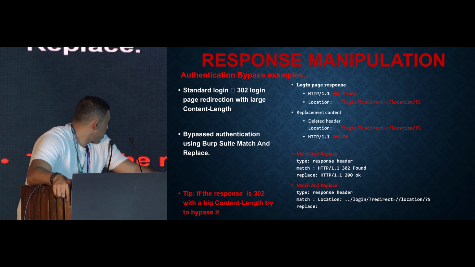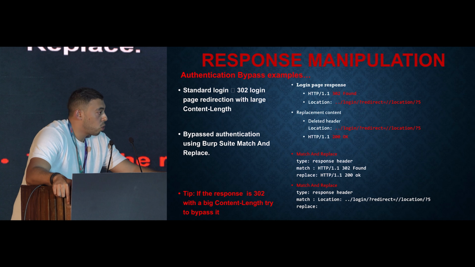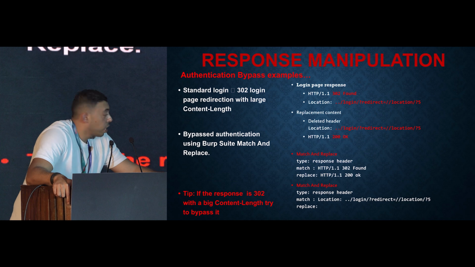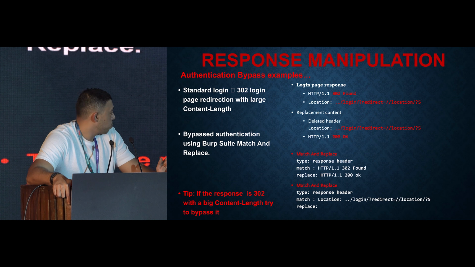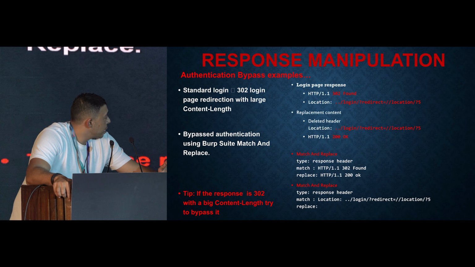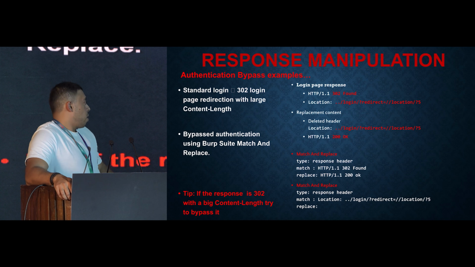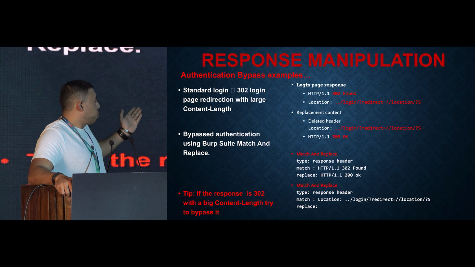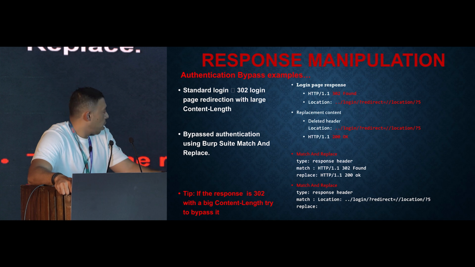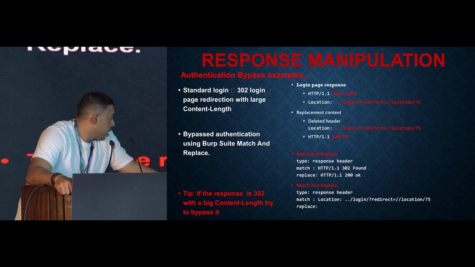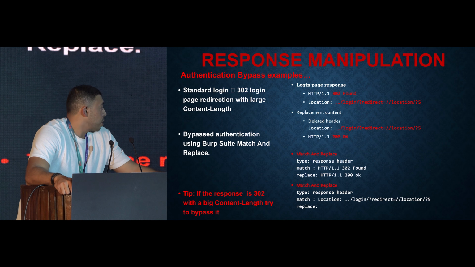So the tip here is that if you find a response such as 302 and the content length is so huge, you can start checking for authentication bypass by response manipulation. Also, you can use the same tip with match and replace. When you open it, match type response header, match 302 and replace with 200, and match type response header, match Location and replace it with empty to delete the header.